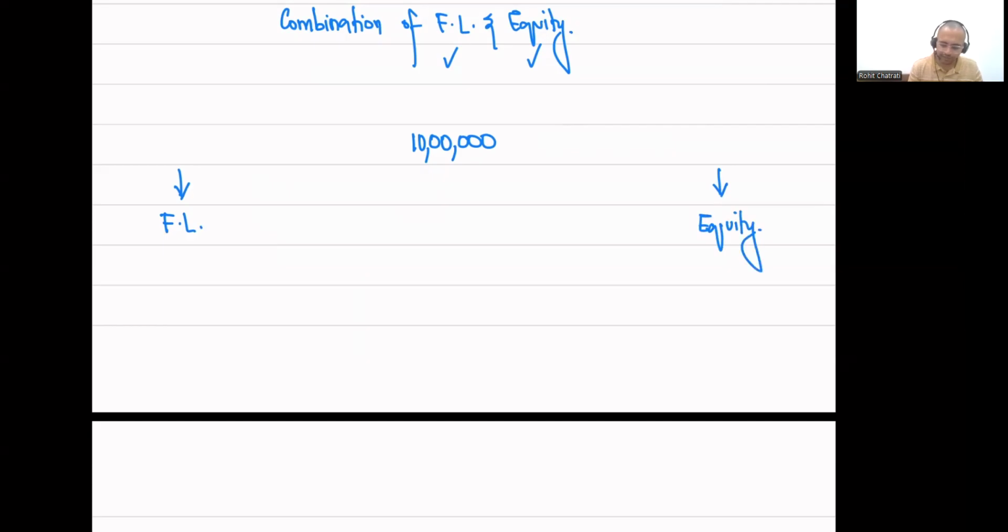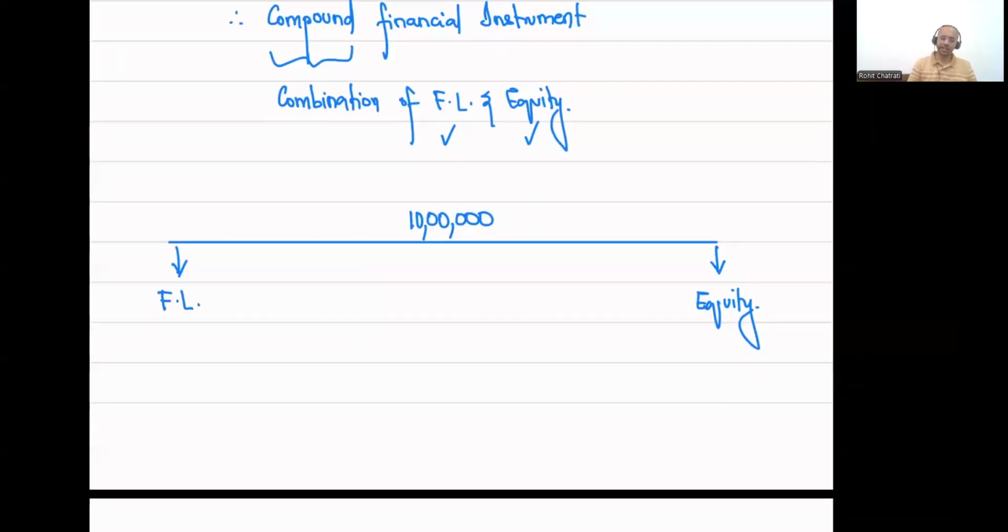We are going to classify a portion of 10 lakh rupees as financial liability and a portion as equity. So this debenture will appear under both the financial liability section and the equity section. Now the question would be, how do I measure the value of financial liability and equity? We have understood that the total proceeds of 10 lakh rupees will be bifurcated into liability and equity. The question is, how do I calculate the value of each?